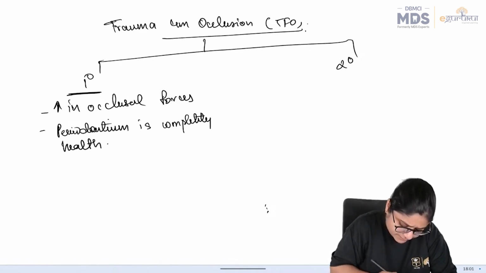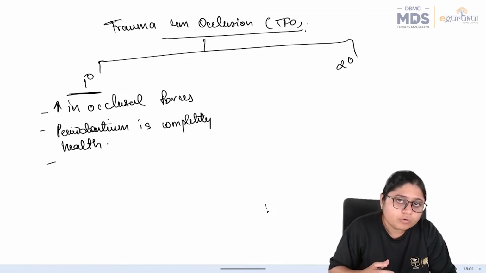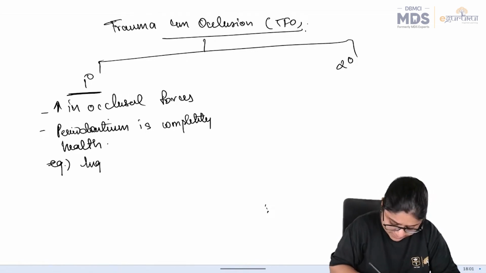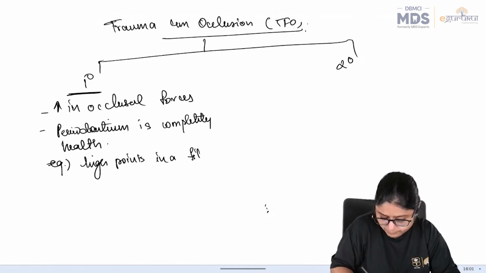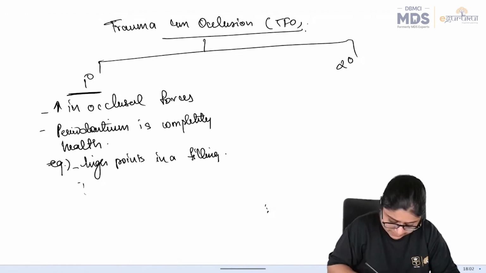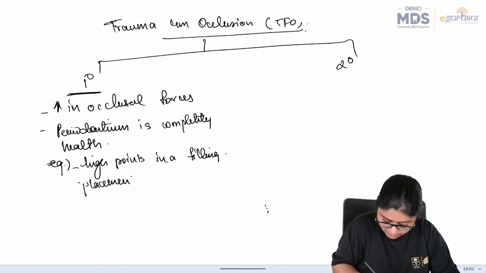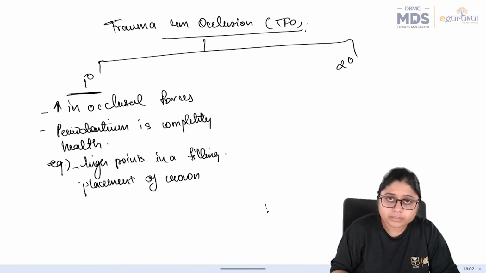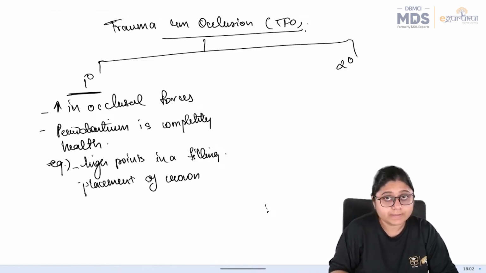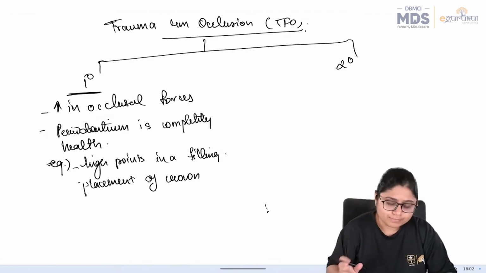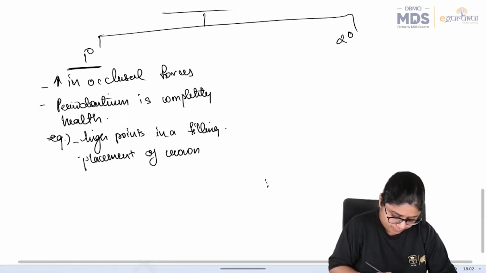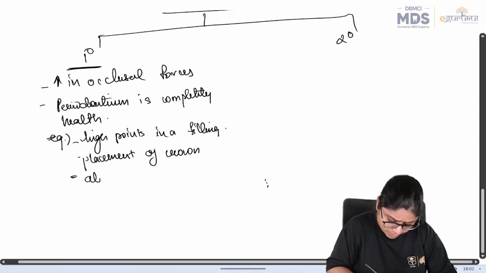Primary trauma from occlusion occurs with high points in fillings and in the placement of crowns. If the occlusion is not adjusted in a restoration, if there are high points in a crown or in a restoration, then it can lead to primary trauma from occlusion. Then abnormal orthodontic forces.